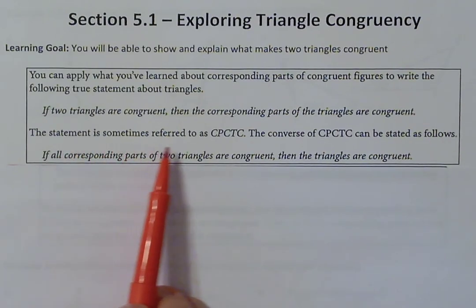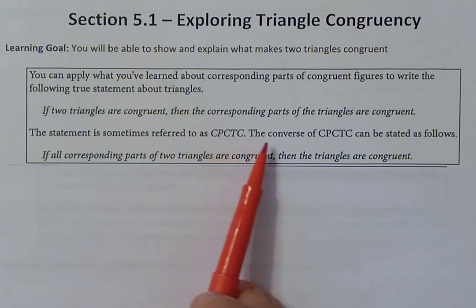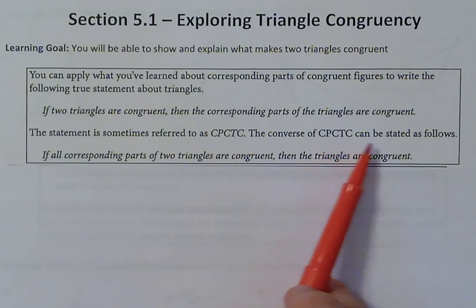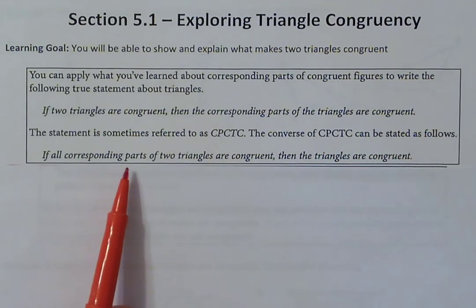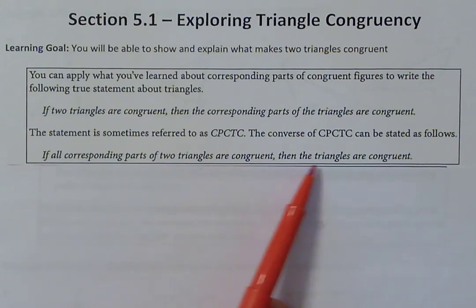Now, the statement is sometimes referred to as CPCTC. The converse of CPCTC can be stated as follows. If all corresponding parts of two triangles are congruent, then the two triangles are congruent. So that's what we're going to look at for today, is that if all the corresponding parts of two triangles are congruent, so that means that if you have an angle that corresponds to another angle for all three of them, and the same thing for all the sides, if they all have a matching part from the one triangle to the other, then you know the two triangles are congruent. And we'll talk about all that here in a second.